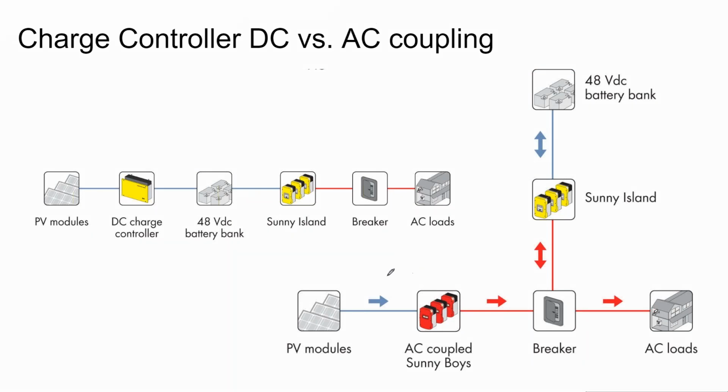Let's remember that the solar inverter is one way. It's taking the solar array, processing the electricity and dumping it into the load. This battery inverter is two ways. It's going to charge the battery and it's going to discharge the battery. And so it's almost like two inverters instead of one.